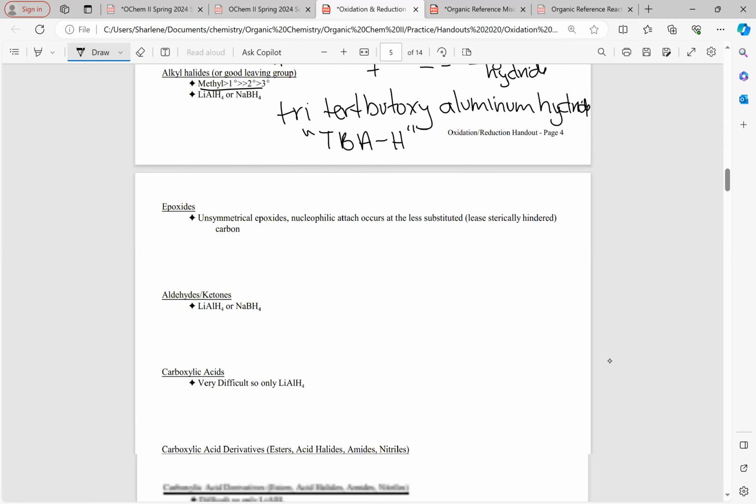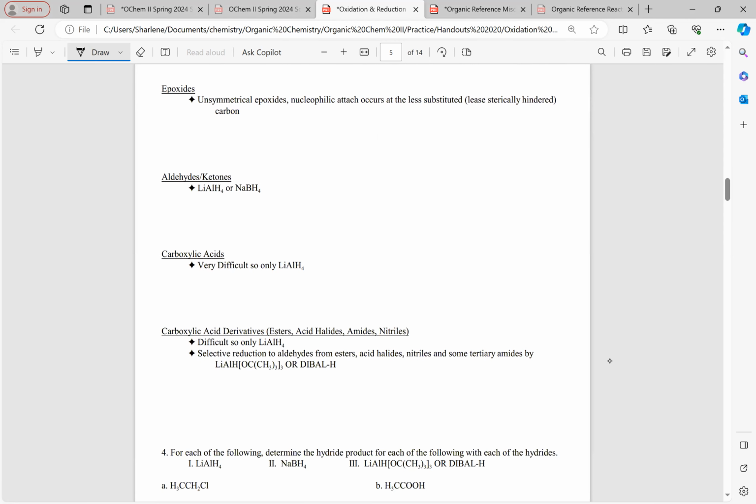Well, another functional group that we need to consider is an epoxide. And I know, looks very silly. Remember, this is a three-membered ring, but it has an oxygen, so it has a built-in leaving group.